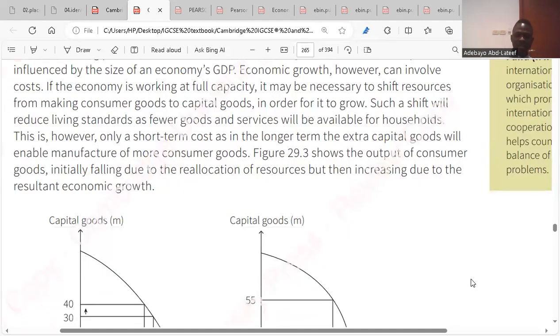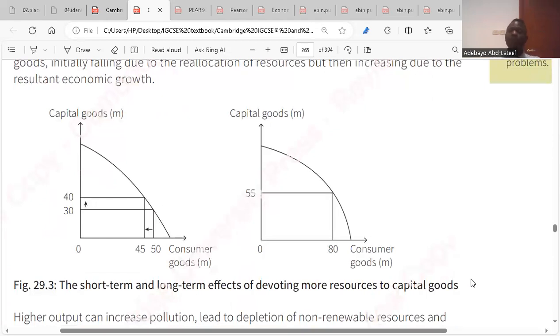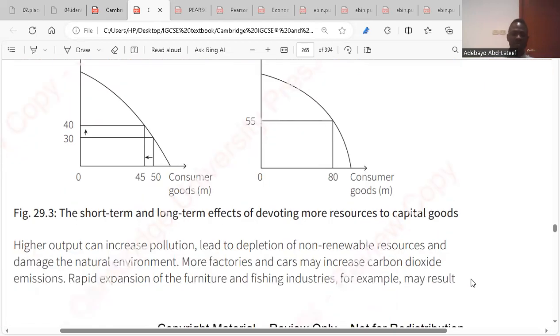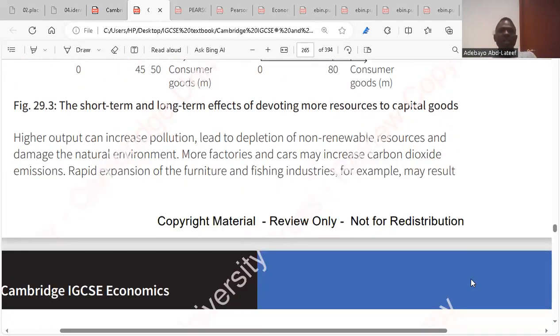Do you understand? Yes. So an economy that is focusing on consumer goods will enjoy in the short term and have problems in the long term. An economy that is investing in capital goods right now will pay the price in the short run, but enjoy it in the long run. Yes. So that is the point there. So that is the short term and the long term effect of devoting more resources to capital goods.